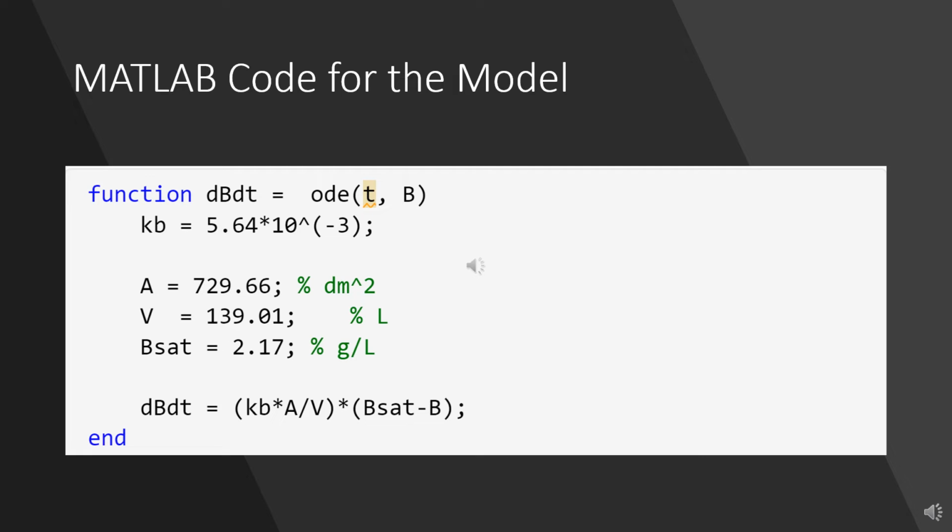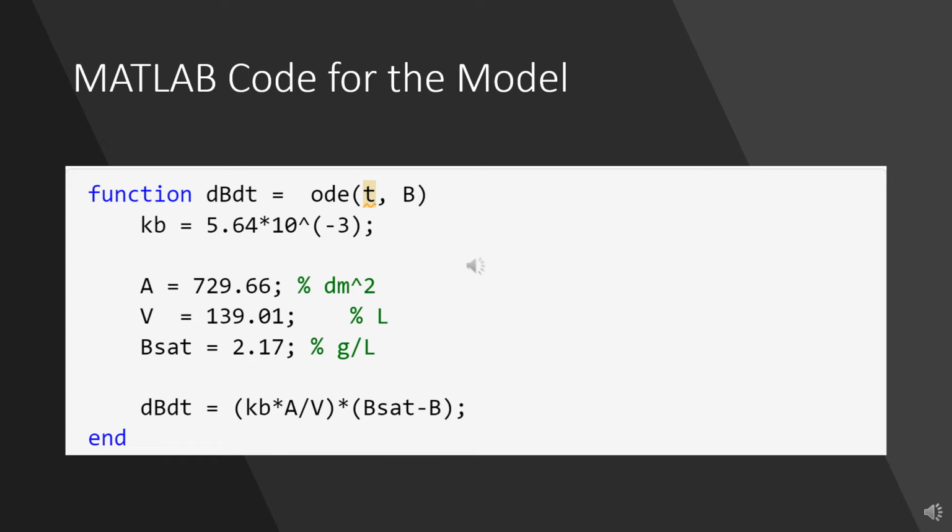We then write the definition of our function, dB dt, is equal to, using the equation we established earlier for the concentration of a solid diffusing into water, Kb times A, all divided by V, multiplied by the quantity of Bsat minus B. Note that we must then end the function in the next line, or else the function will not call properly.